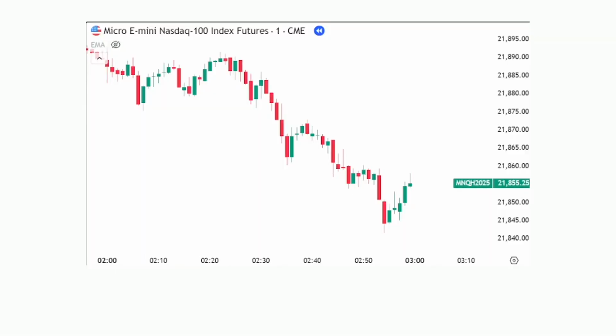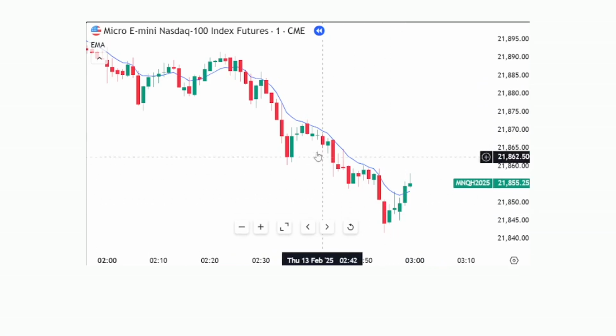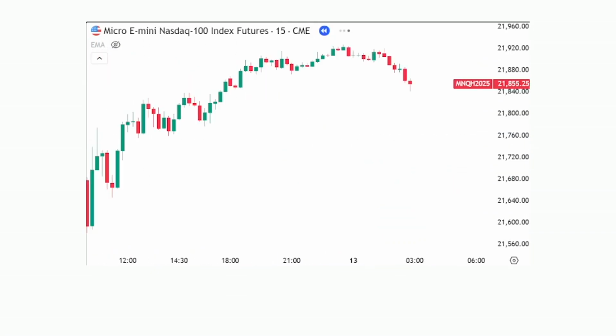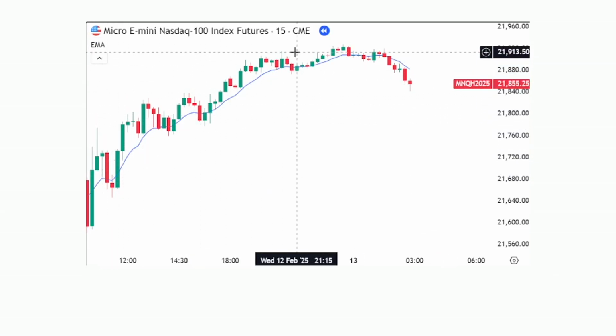Now let's take a look at the Nasdaq here. On a 1 minute time frame, it clearly shows that Nasdaq is in a downtrend. And if we put the EMA here, we can see the price is below the moving average, meaning it's a downtrend. Now, if we switch to 15-minute time frame, we will see exactly the opposite. And if we put the EMA, we will see that the price is above the moving average, meaning it's an uptrend. So two different time frames show exactly the opposite.